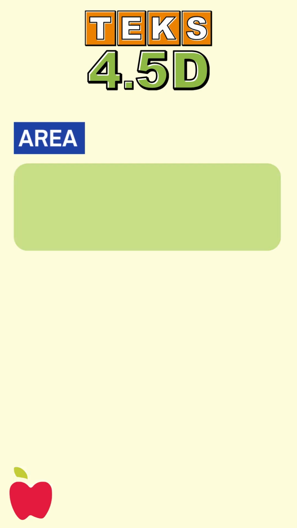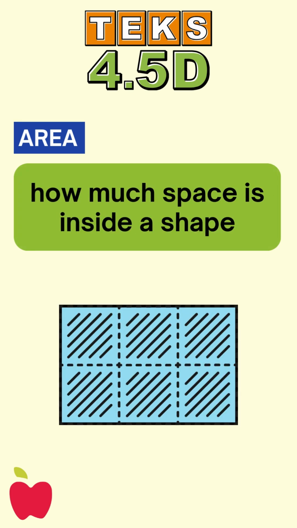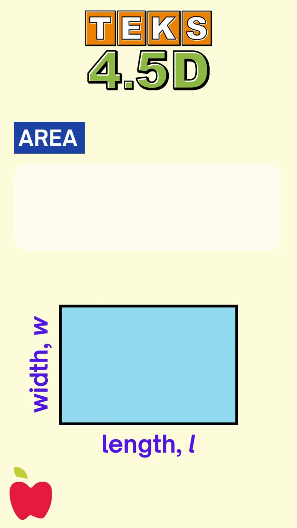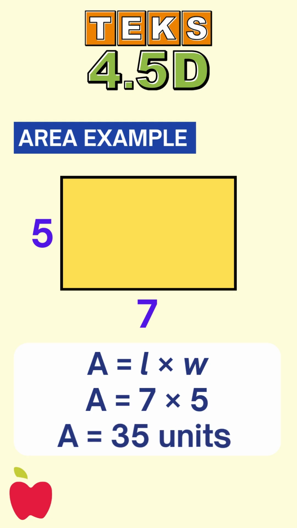Next, let's look at area. The area tells us how much space is inside a shape. To find the area of a rectangle, we multiply the length by the width. Here's the formula. Area equals length times width. For our rectangle with a length of 7 units and a width of 5 units, we multiply. 7 times 5 equals 35. This means the area of the rectangle is 35 square units.